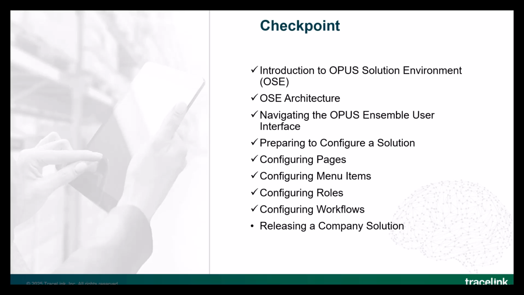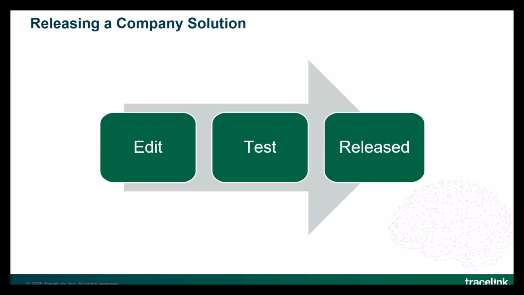Finally, let's take a look at how to release a company solution. Once you're okay with the configuration, the solution is ready for release. You move the solution from its edit state to test. Once testing is done, you move the solution from test to released. Once complete, the released solution will appear in the company solution section of the Opus catalog. Let's see how to release a company solution in the next demo.